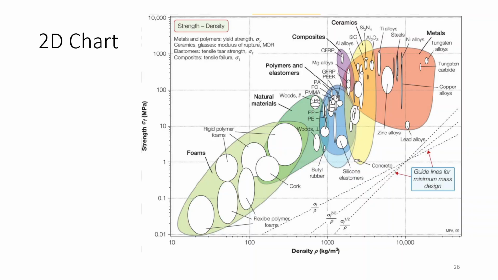So here also you can see for metals and polymers there is yield strength, while in case of ceramics and glasses it is called modulus of rupture, and for elastomers it is tensile tear strength, and for composites it is tensile failure.